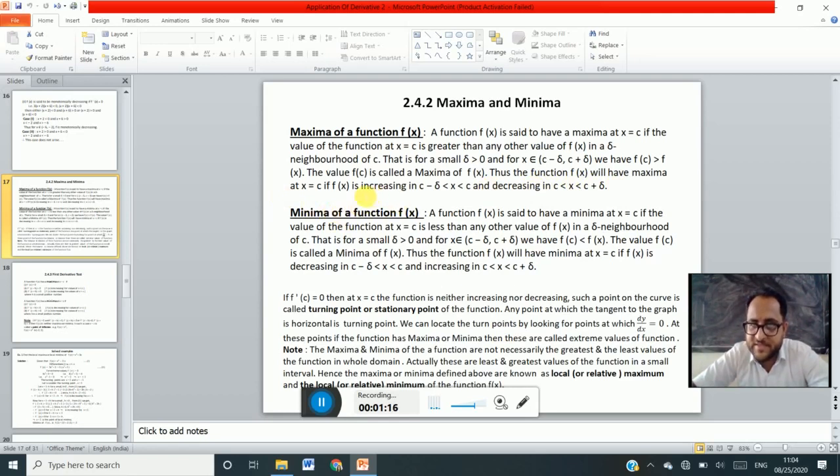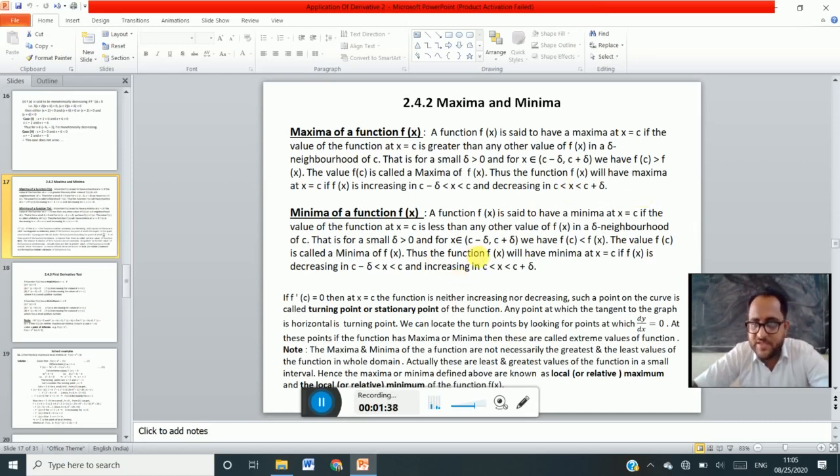Thus, the function f of x will have a maximum at x equals c if the function is increasing in c minus delta less than x less than c, and decreasing in c less than x less than c plus delta. For the left range the function is increasing and for the right range the function is decreasing, right? Then we say that the function has a maximum at x equals c, right?